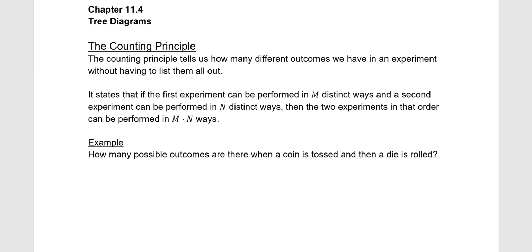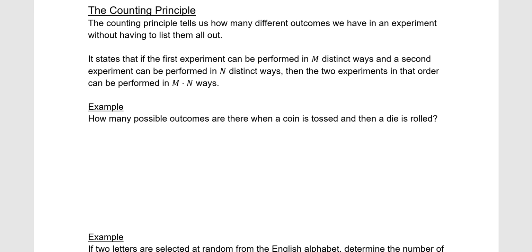So the counting principle tells us how many different outcomes we have in an experiment without having to list them all out. So it states that if the first experiment can be performed in m distinct ways, and a second experiment can be performed in n distinct ways, then the two experiments in that order can be performed m times n distinct ways. So what we're going to be doing here is we're going to be multiplying.